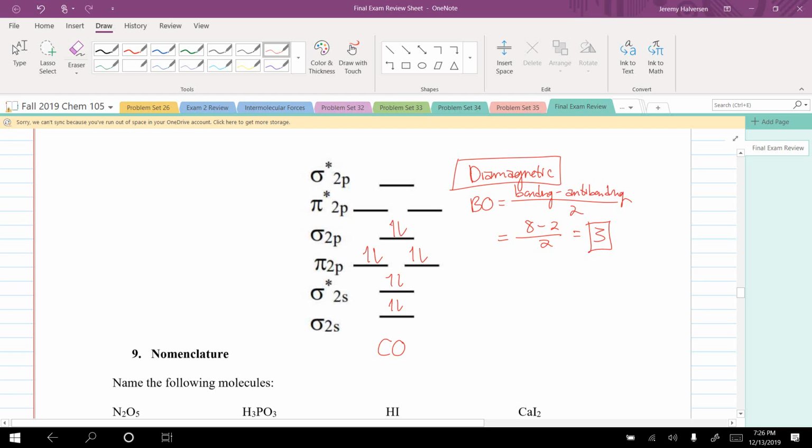How do we do? How did I know how many electrons to put in? I just say I know carbon's got 4, oxygen's got 6, so I've got 10. It's that easy. Just fill it up from the bottom.